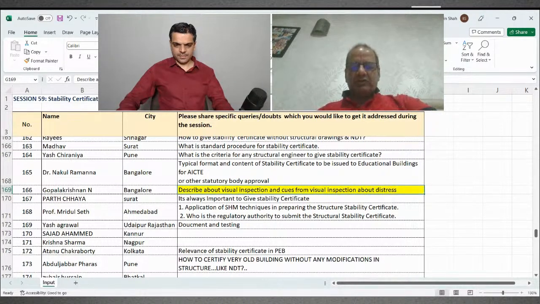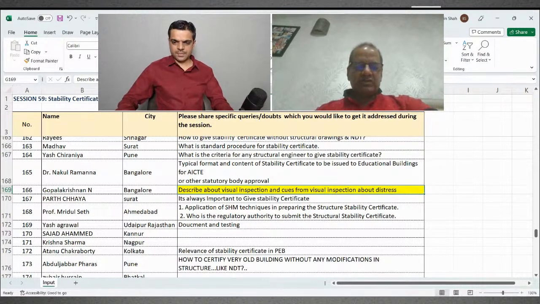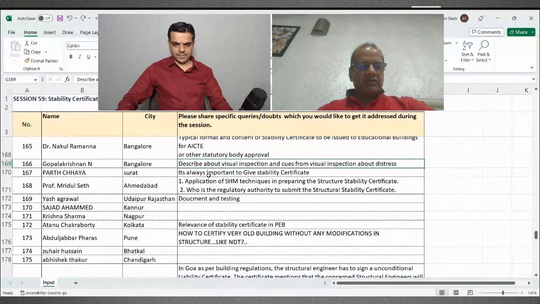Describe the visual inspection and cues from visual inspection. We will talk about this separately. It is always important to give a stability certificate.